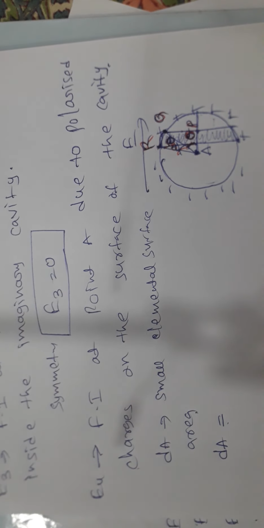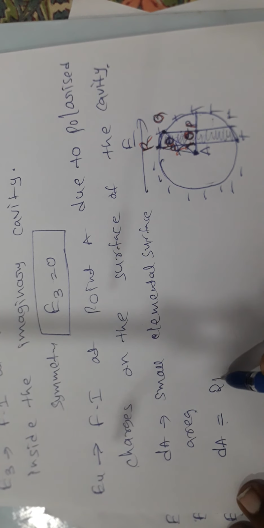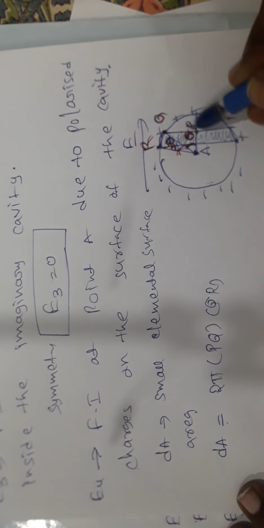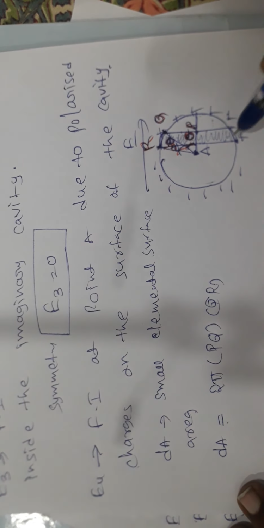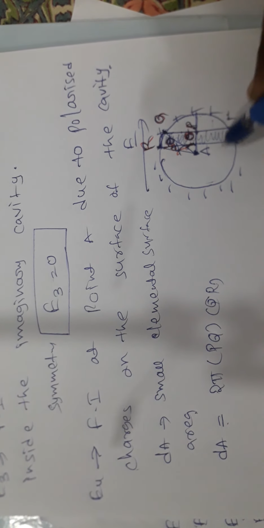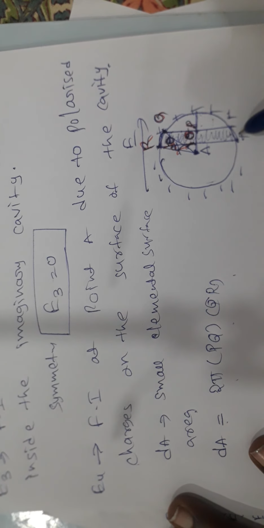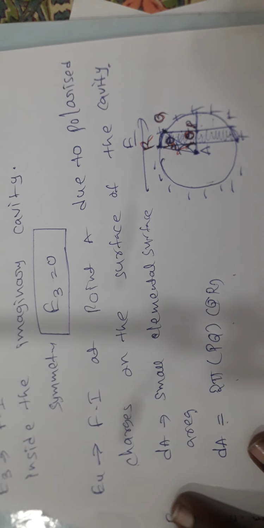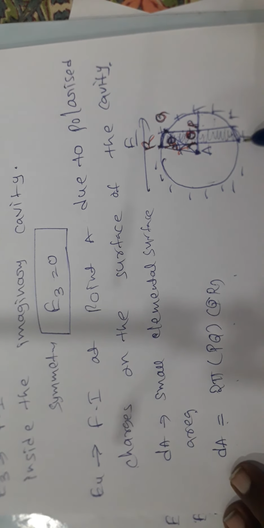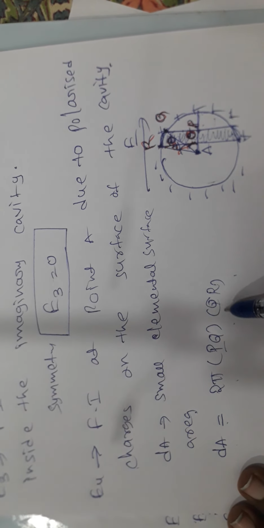Now dA means what is that area, how much is it. So dA is equal to 2 pi into PQ into QR. Here 2 pi means 360 degrees. In this surface we are taking, so 2 pi into PQ into QR gives us this surface area. First we calculate the surface area. On this area we then calculate how many charges are present. First we calculate PQ and QR.